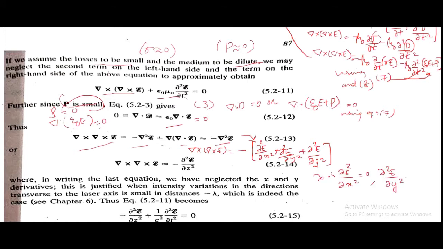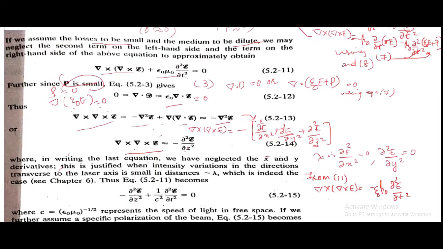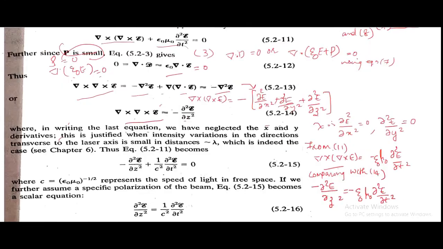Therefore, we can write ∂²E/∂x² = 0 and ∂²E/∂y² = 0. Equation 13 can be written as ∇²E = ∂²E/∂z². So from equation 11 we can write ∇²E = ε0 μ0 ∂²E/∂t². Comparing this equation and equation number 14, we can write ∂²E/∂z² = ε0 μ0 ∂²E/∂t².